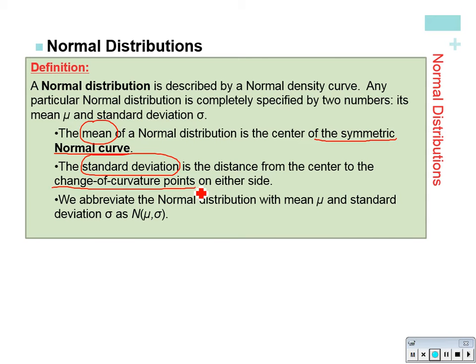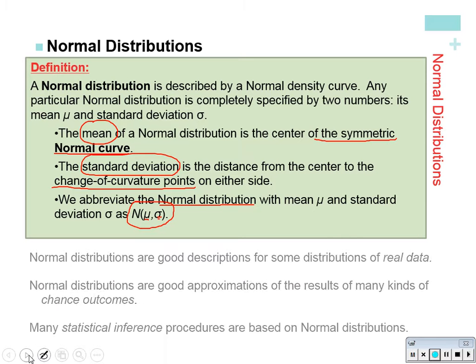And rather than writing normal distribution every time we talk about a normal distribution, we're going to abbreviate it with this right here. The N describes the normal distribution, and then this right here speaks to what the mean of that normal distribution is. This right here speaks to what the standard deviation of that normal distribution is. So that's just some notation we're going to look at.